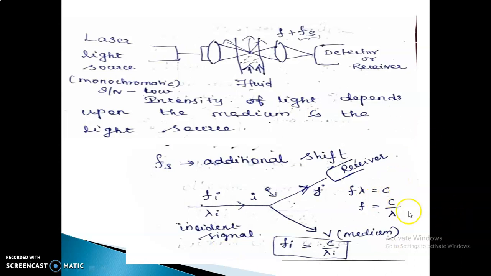You all know there is a relation f lambda equals c, through which we can calculate the frequency, that is f equals c by lambda. C is the speed of light, 3 into 10 power 8 meters per second, f is the frequency and lambda is the wavelength. Using this formula, we can calculate the value of f. Here we are concentrating on the incident light, so we write Fi equals C divided by lambda i.